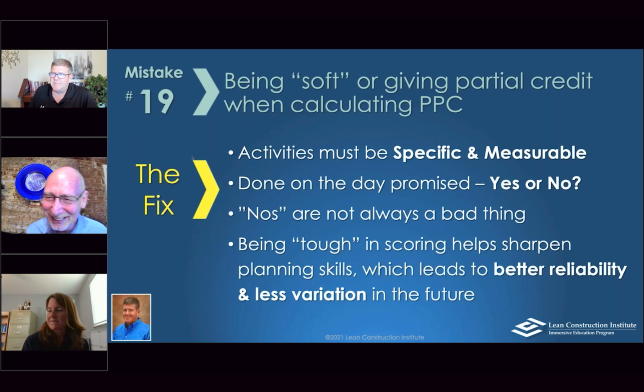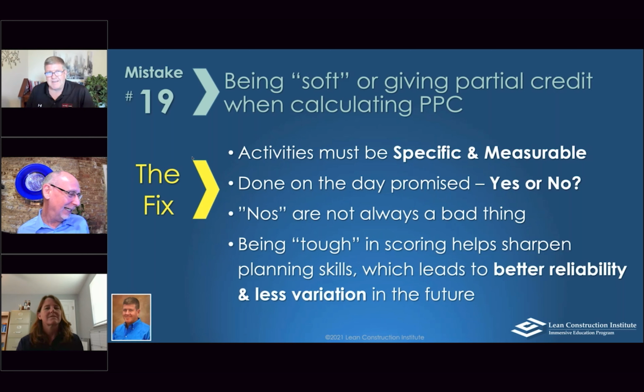Mistake 19, being soft or giving partial credit when calculating percent plan complete, PPC. It's natural to want to kind of encourage people and like, oh, I don't want to be too hard on them because they're really out there working hard and they did it. And he got done early. I don't want to give him a no because then his boss might think it's a bad thing. And that's what I would call kind of being soft.